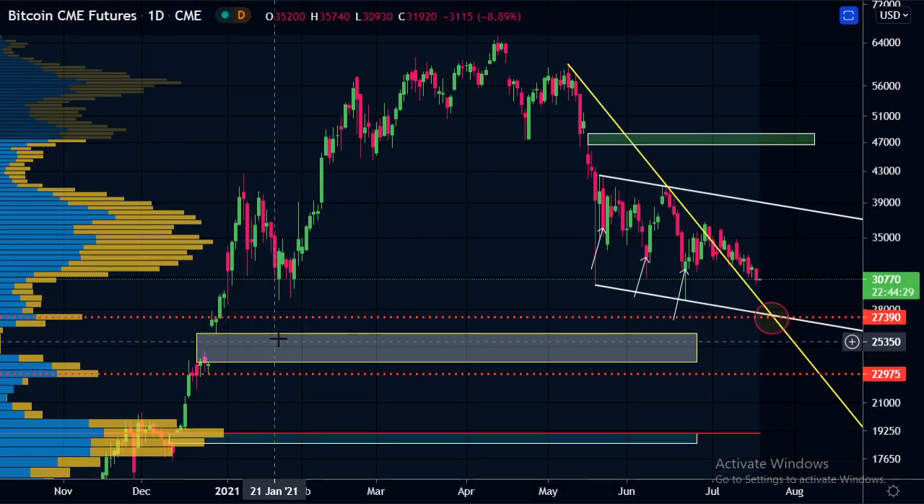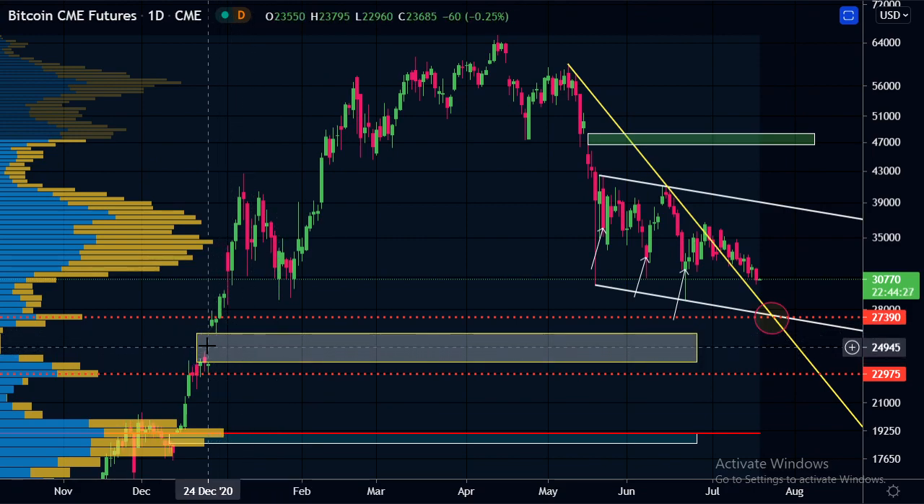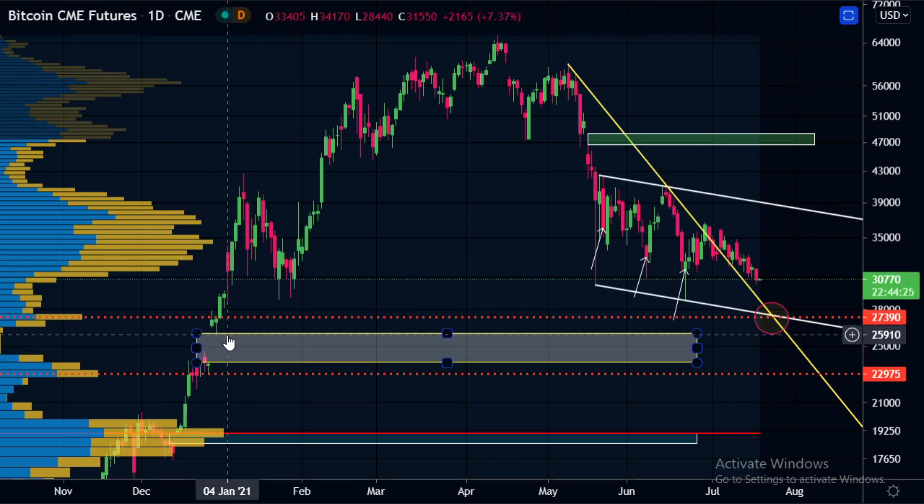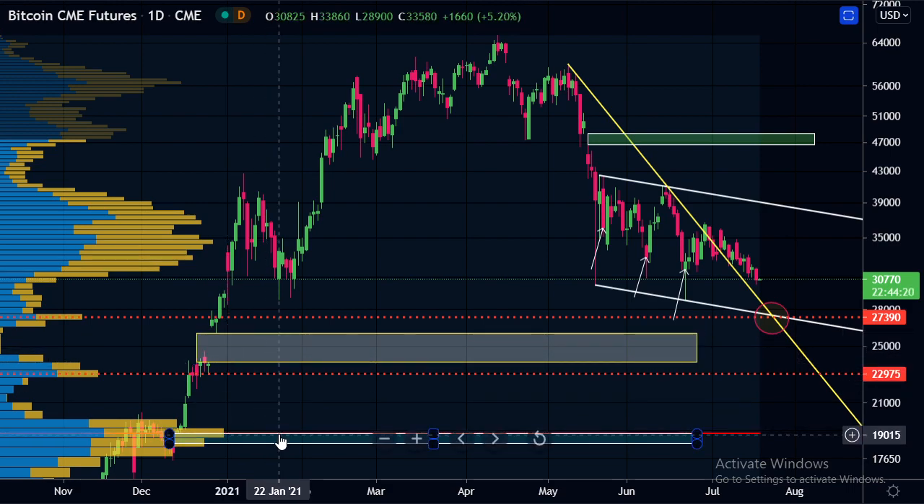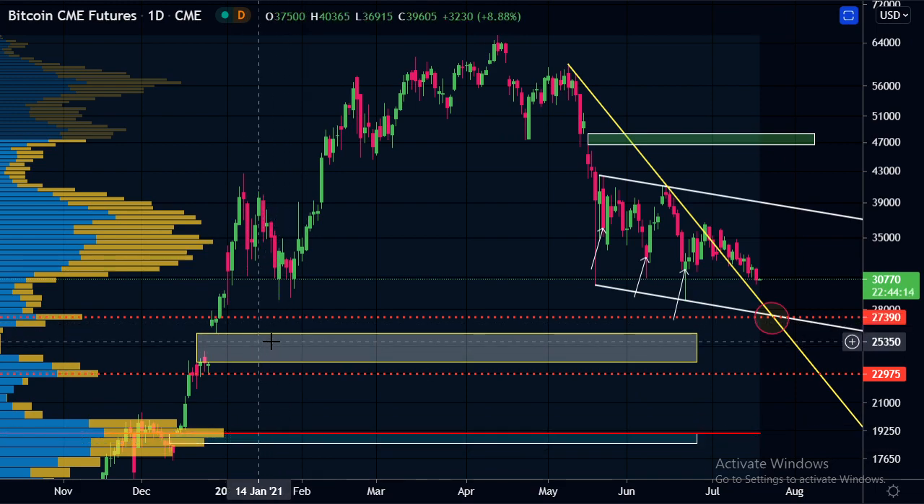So I do have these gaps marked in here from the futures chart. There is this big gap here between 25.9 and 23.8, and there's also a gap further down here at 18.5 to 19.2. It's just something to pay attention to.